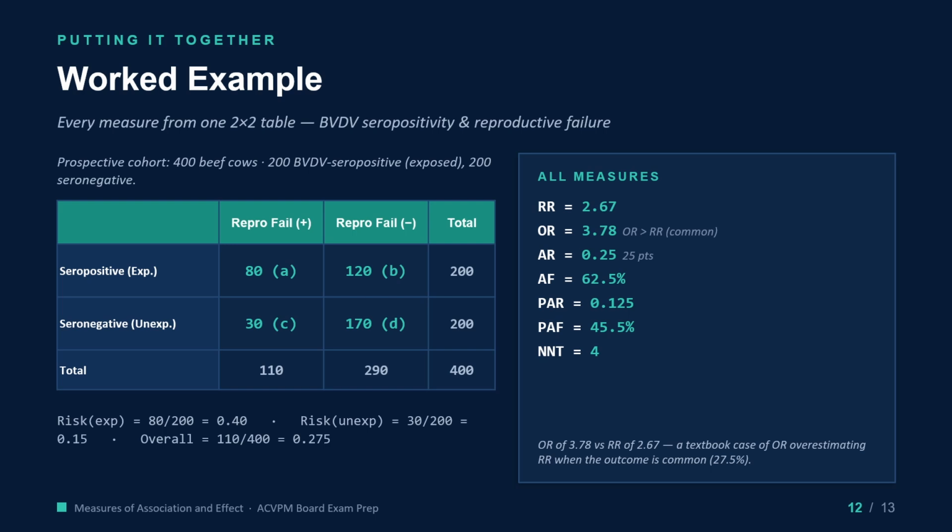NNT equals 1 divided by 0.25 equals 4, meaning you would need to protect 4 cows to prevent 1 case of reproductive failure. Notice the OR of 3.78 versus RR of 2.67. This is a textbook demonstration of OR overestimating RR when the outcome is common. If the exam gives you a scenario with a common outcome and asks which measure is preferred, always choose RR or the prevalence ratio for cross-sectional data over OR.